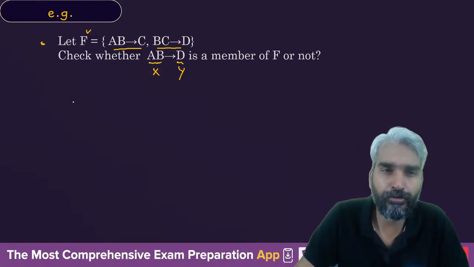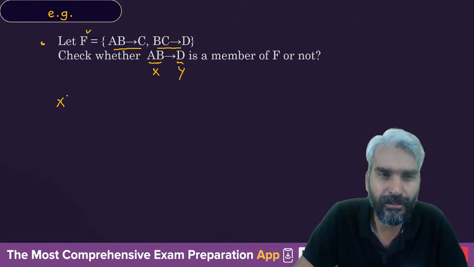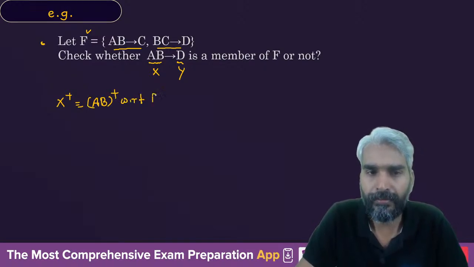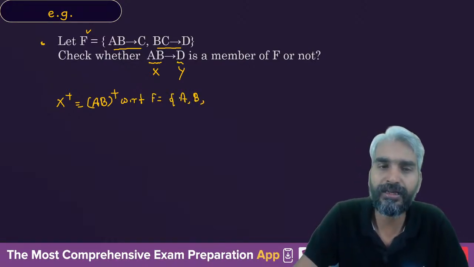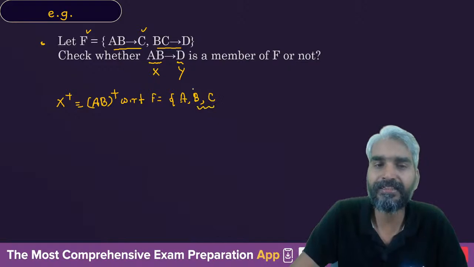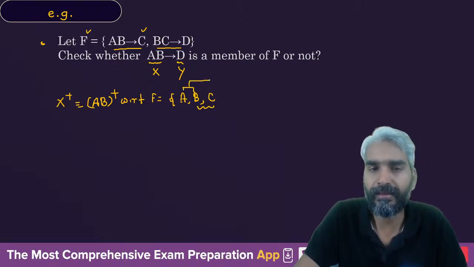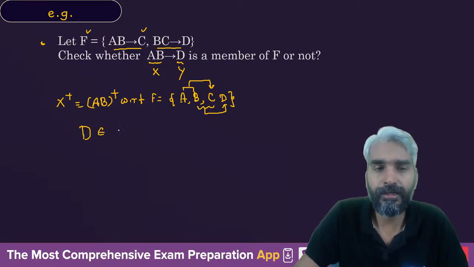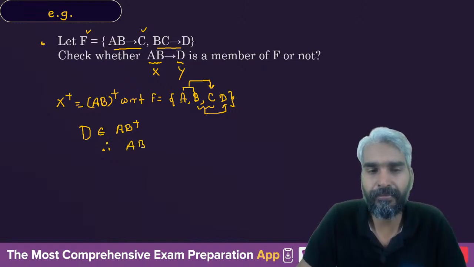Yes, so what we need to check? We need to check the closure of X. So X is basically what? X closure basically means AB closure. So what is the AB closure with respect to F? First of all, you will add A and B itself in the closure. Now from A and B you can determine C, therefore you will add C. Now from B and C, so what's actually happening? From AB you can determine C, and from BC you can determine D. So that's it, my task is done. D actually belongs to the AB closure. Yes, therefore AB implies D is a member.